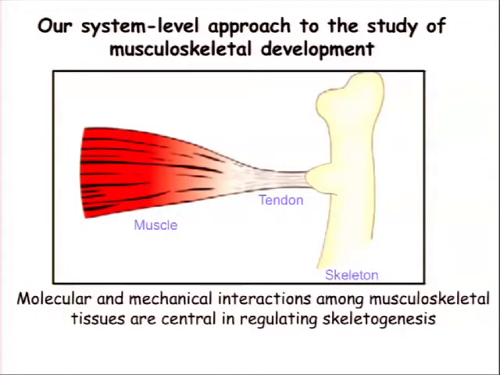And what we think in the lab is that there must be both molecular and mechanical interaction among musculoskeletal tissues. Because I'm more of a skeletal person, we think that this is a key feature in regulating skeletogenesis. And what I will try to do today is give you a taste of some of our studies that emphasize this work.